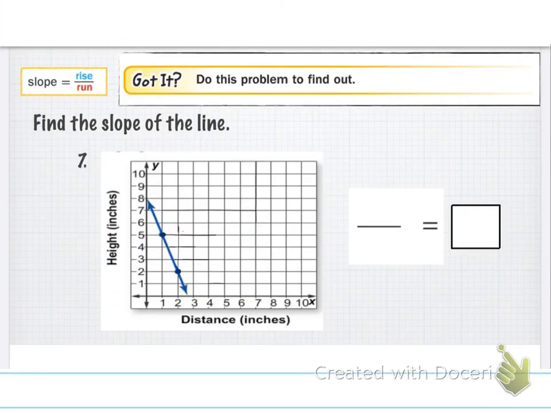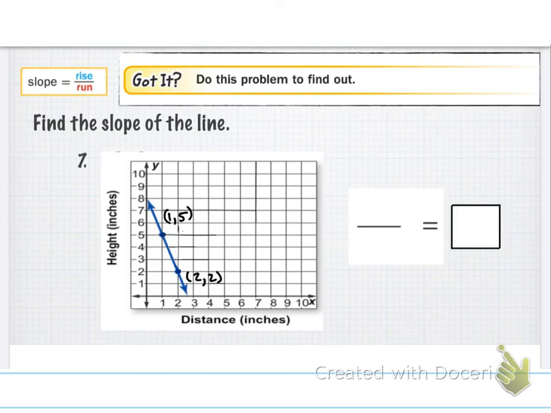I want you guys to take a minute and find the slope of this line. I didn't give you any triangles on here, so you have to make your own. Pause the video and try to find the slope between these two points: the point (2, 2) and the point (1, 5).